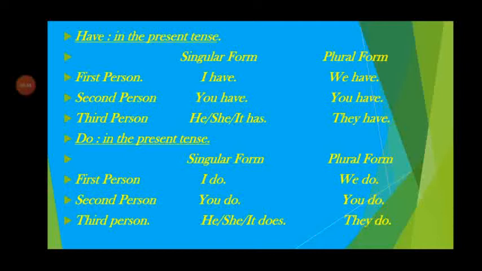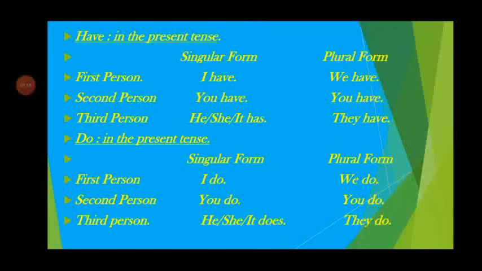Next one, the forms of have in the present form. The singular and plural forms are given. First person, I have. You have. Then third person, he, she, it has. Then plural form, we and you have. And they also have the same form, have.